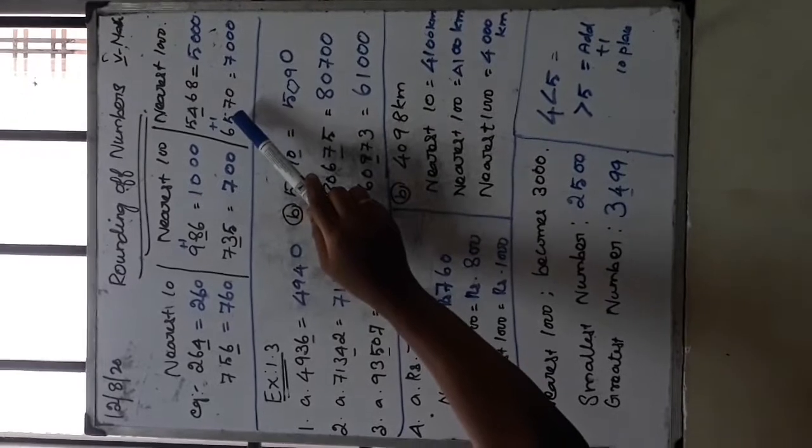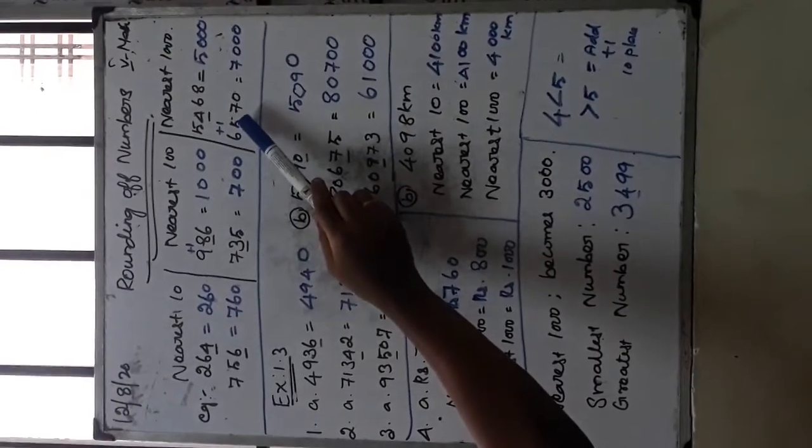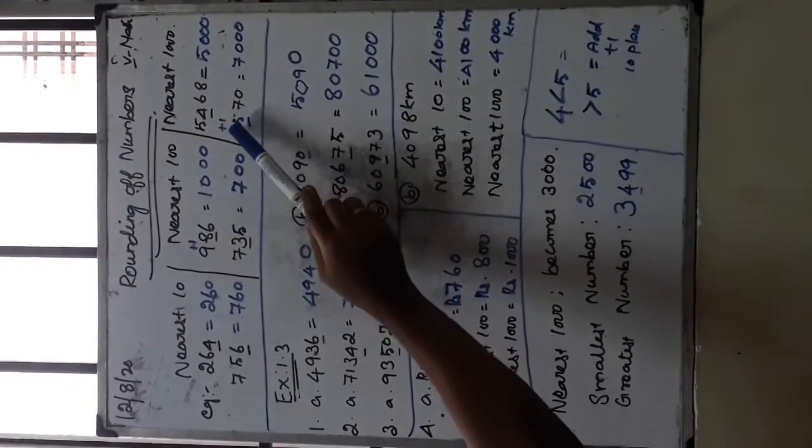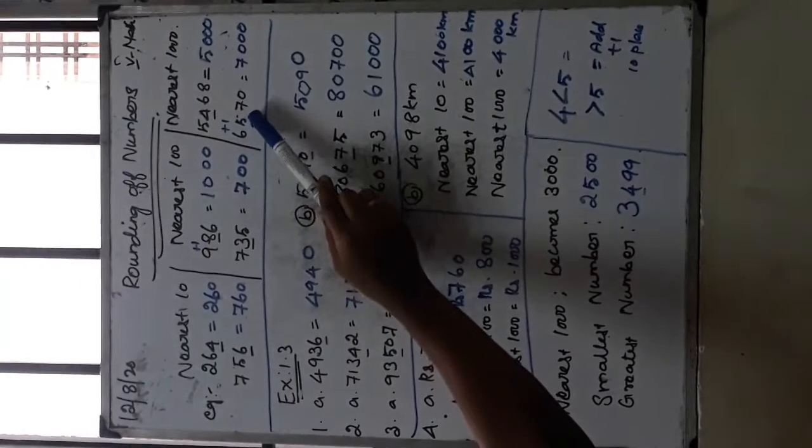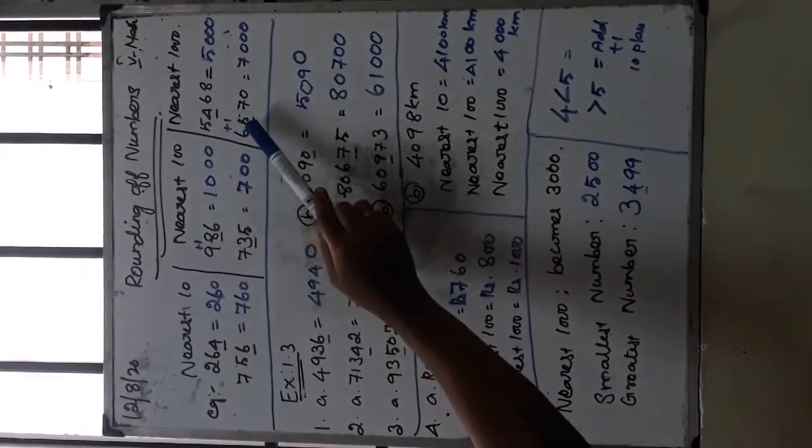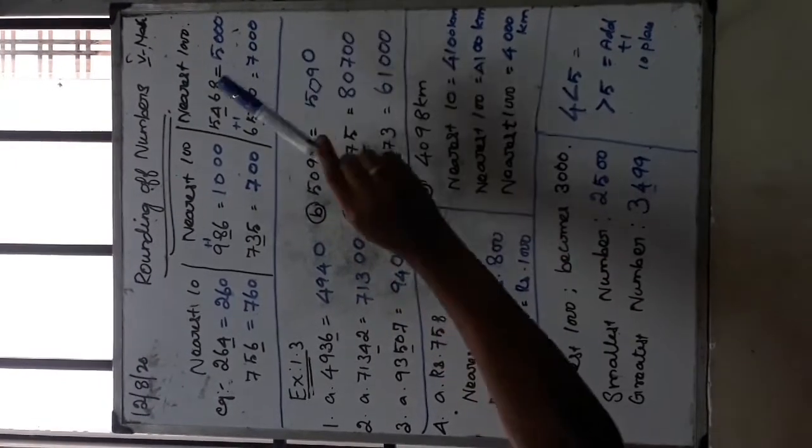Here the hundreds digit is 5. So 5 is equal to 5. It is not less than 5, so you have to add 1 in the thousands place. So 7000. That's all.